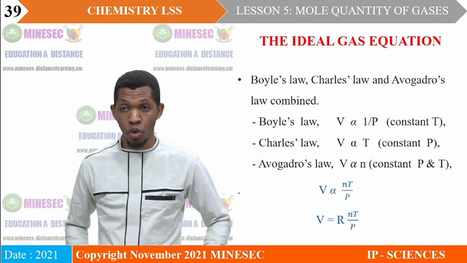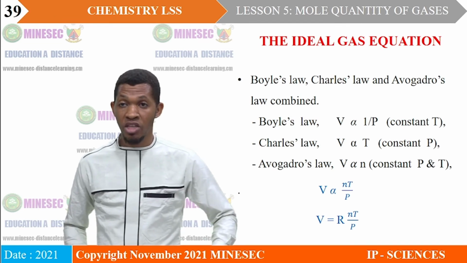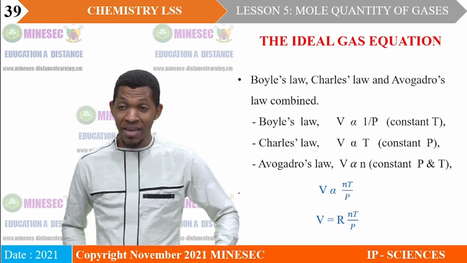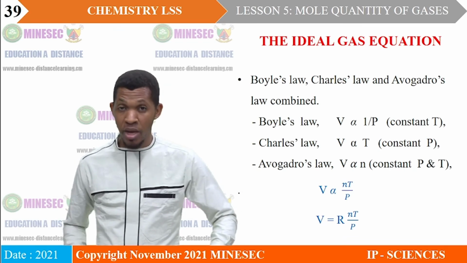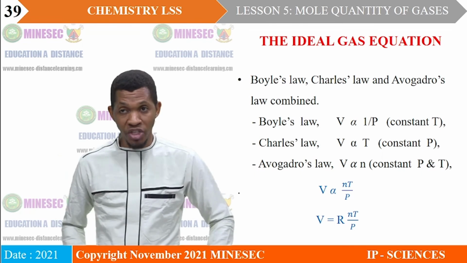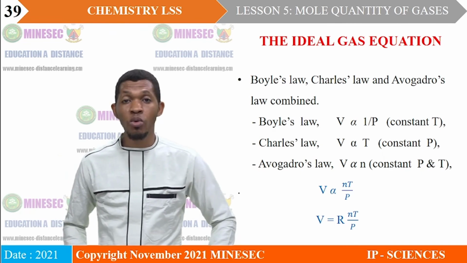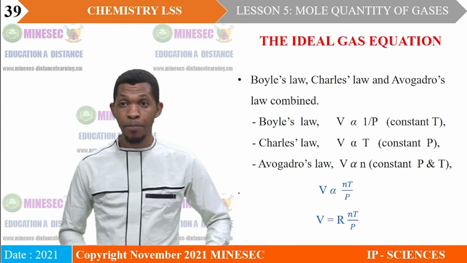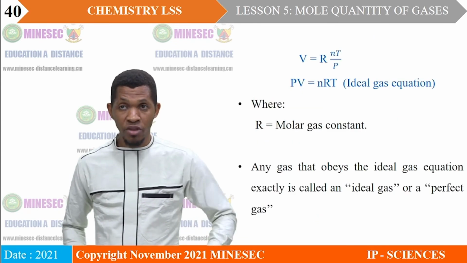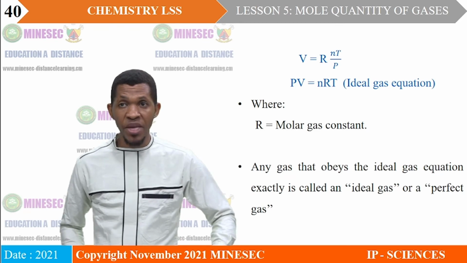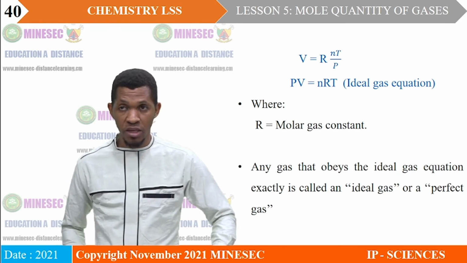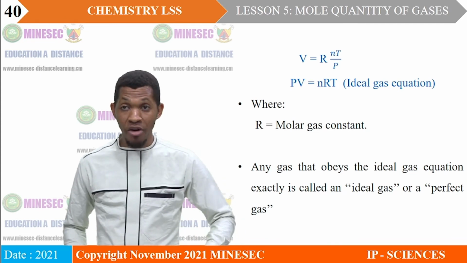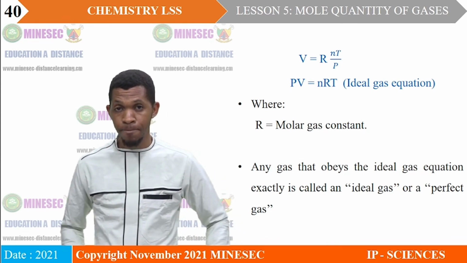Combining the three gas laws, we have volume is directly proportional to number of molecules and temperature, and inversely proportional to pressure. If we introduce a constant of proportionality, we have volume is equal to R times N times T all over P. Now this gives us an equation PV is equal to NRT, and this equation is the ideal gas equation, where R is the molar gas constant.